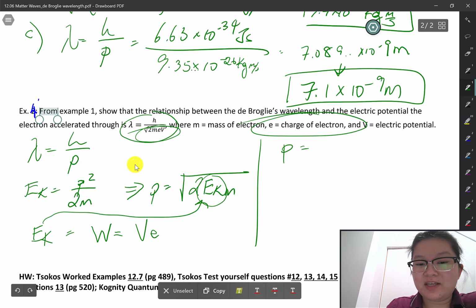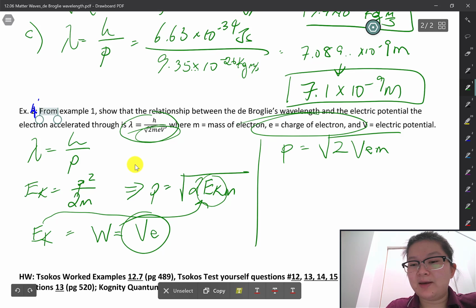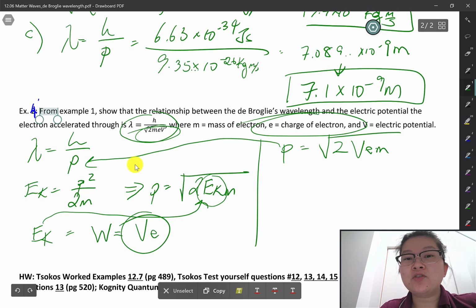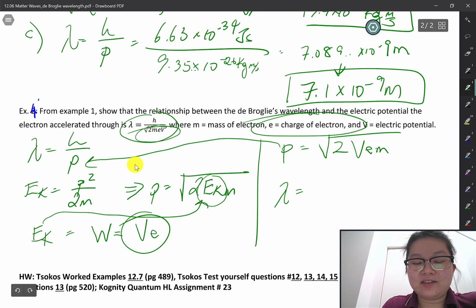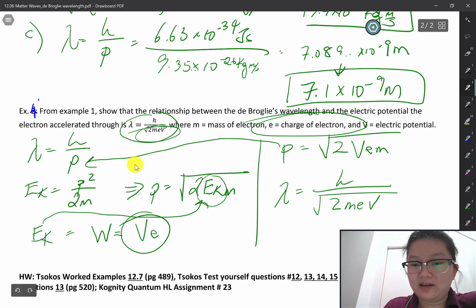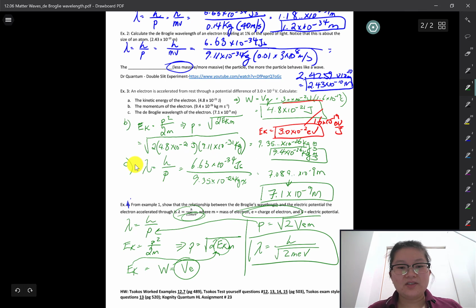So we have momentum is equal to the square root of 2 times Ve times m. This momentum, ultimately, we can then substitute back into the de Broglie wavelength. So the wavelength is equal to Planck's constant divided by the square root of, let's put all this in order, 2, m came second, then e, and then V. Okay, so there we go. That's it. This is the idea for using the de Broglie wavelength on an electron that's been accelerated.